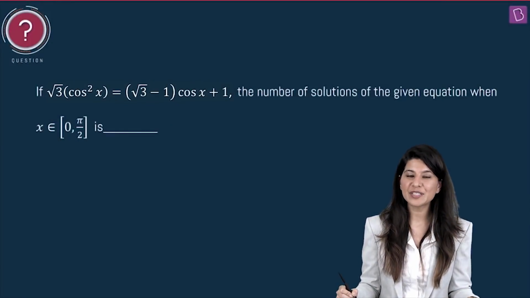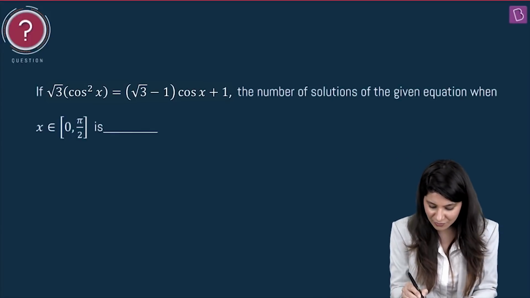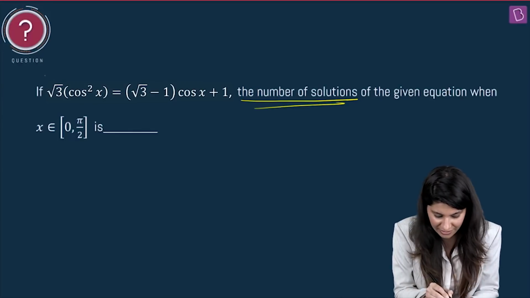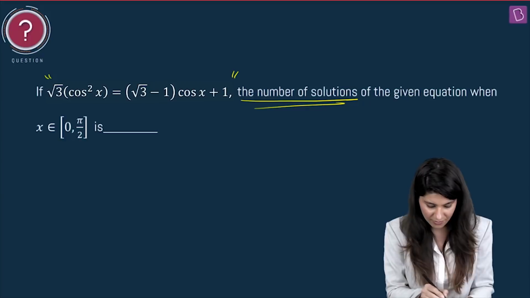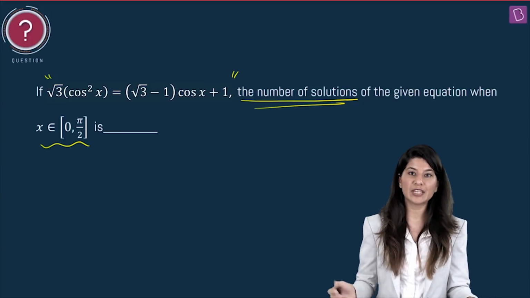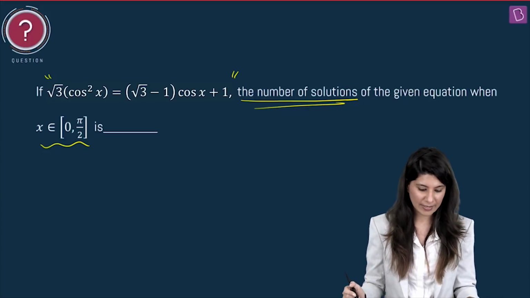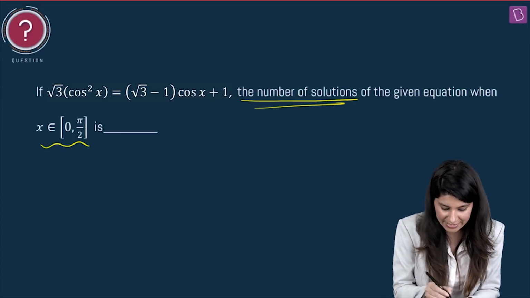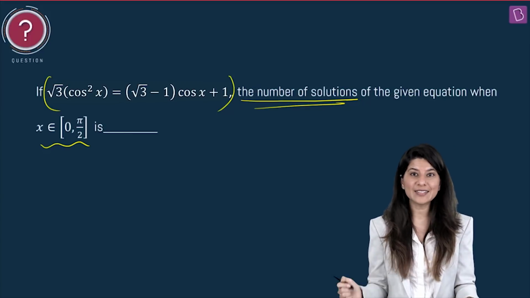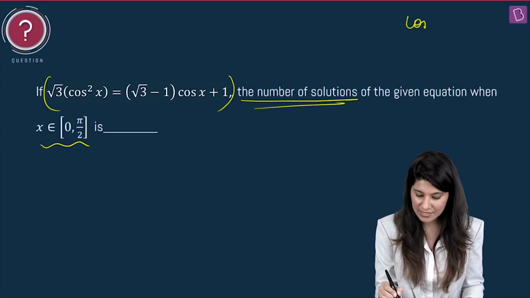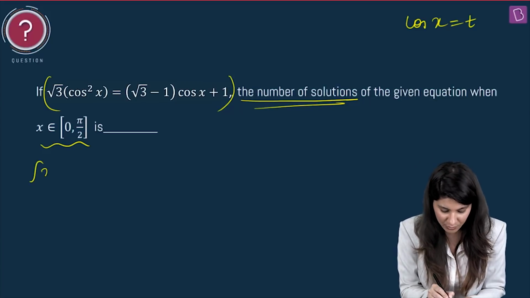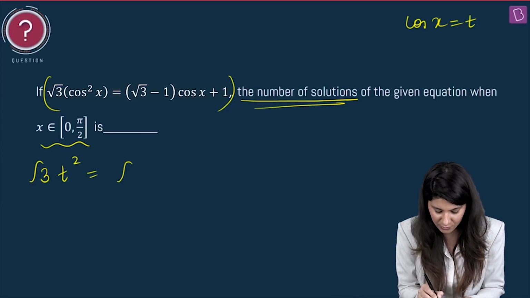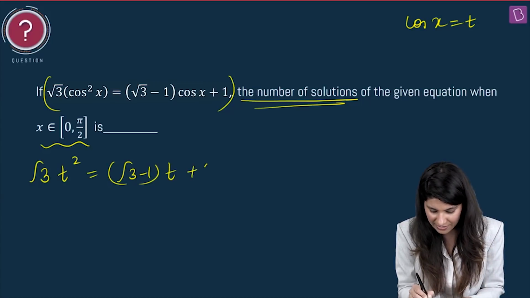From the world of trigonometry, we have an easy peasy lemon squeezy question which says, we need to figure out the number of solutions of the given equation involving cos x when x belongs to 0 to pi by 2, closed on both the sides. So as you all can see, this is nothing but a quadratic in cos x. The moment I put cos x equals t, what I get is root 3 t square equals (root 3 minus 1) times t plus 1.